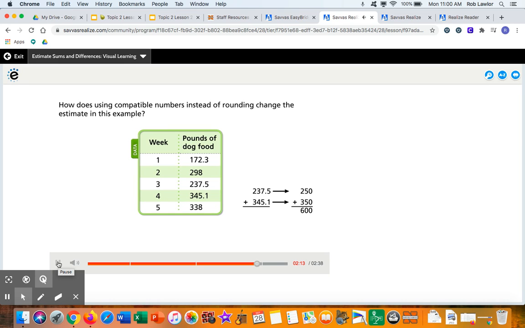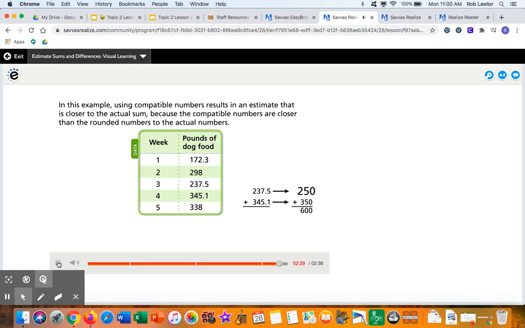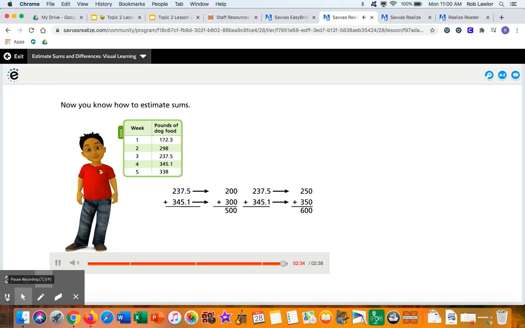How does using compatible numbers instead of rounding change the estimate in this example? In this example, using compatible numbers results in an estimate that is closer to the actual sum, because the compatible numbers are closer than the rounded numbers to the actual numbers. Now you know how to estimate sums.